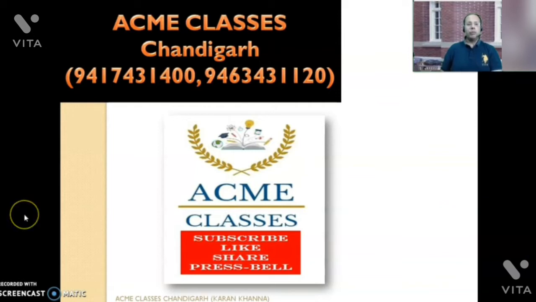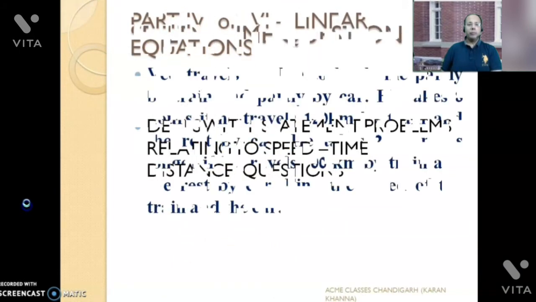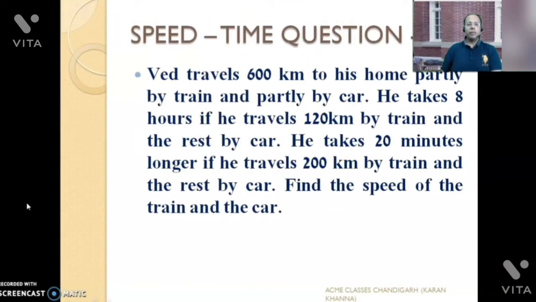In this part 4 of the series of 6 videos, we are dealing with the chapter of linear equations for both classes 9th and 10th. Today, we are dealing with statement sum problems relating to speed, time and distance, and more specifically, relating to the following problem. Wade travels 600 kilometers to his home partly by train and partly by car. So this specific question often comes in C.B.S.E examinations, so we shall discuss it in great detail.